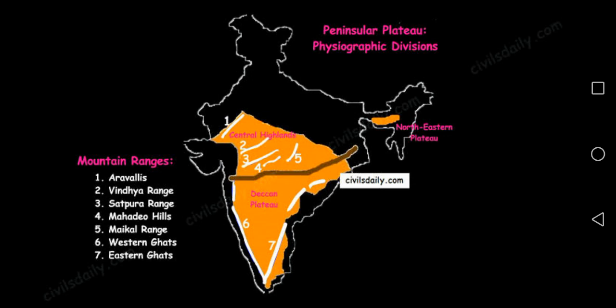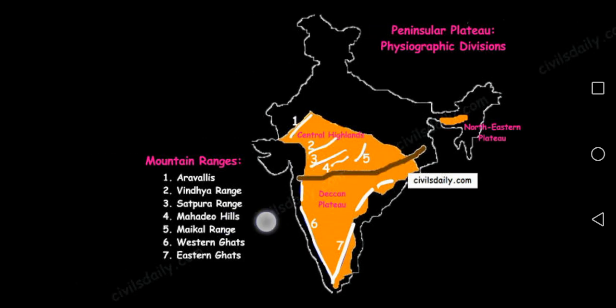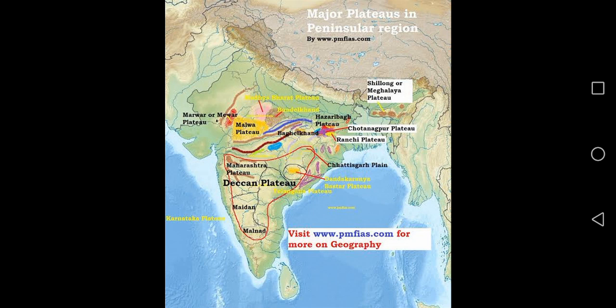The plateau consists of two broad divisions, namely the Central Highlands and the Deccan Plateau. The eastward extension of the Peninsular Plateau is locally known as the Bundelkhand Plateau. See, toward the eastern part near West Bengal, it is known as the Bundelkhand Plateau, on the eastern border of UP and very near to West Bengal.